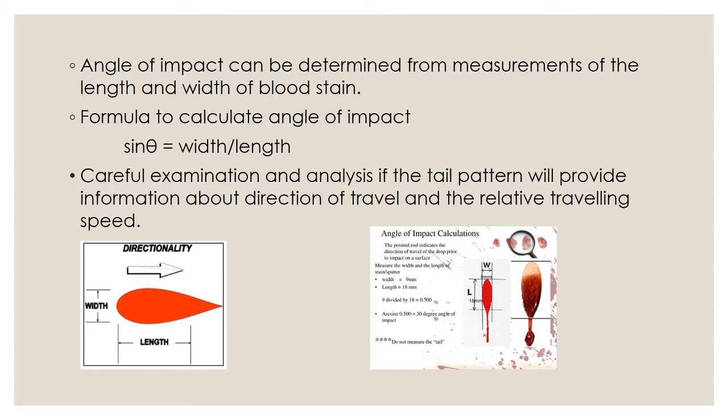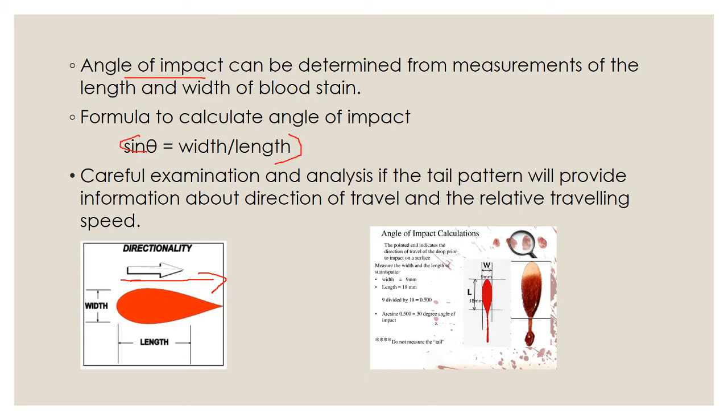So this is the tail portion. If we know which direction it is traveling, that is the directionality of that particular blood stain. And we can also find out the angle of impact by determining the measurements of the length and width of the blood stain. So we will use a formula: sine theta is equal to width by length.